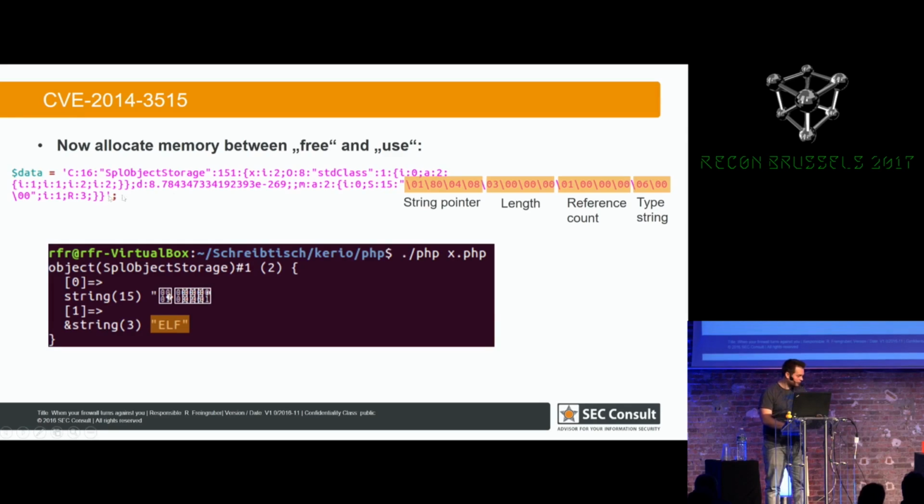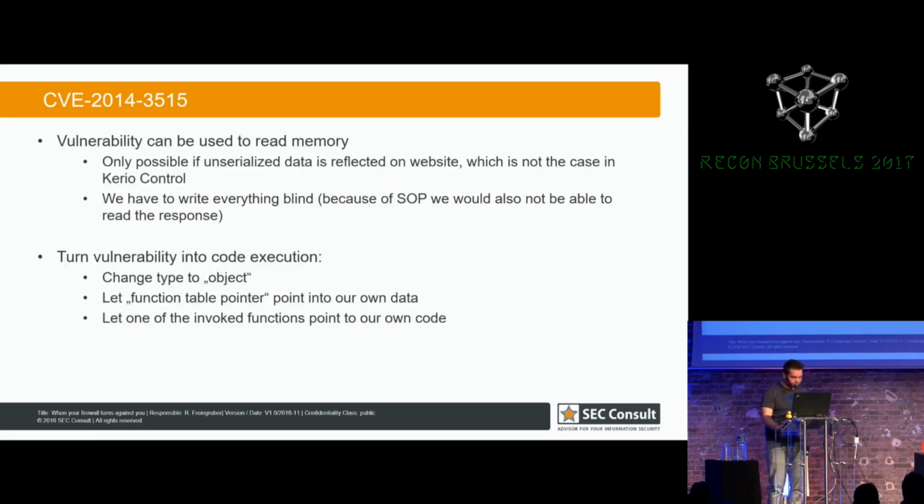And now I can have full control over this memory. So now this reference is pointing to this freed memory of STD class, and I have allocated this stuff over it. So now I can just say, okay, data type is 5 for string. That means I can just read from the memory. Or I change the data type to object. That means I can set the function pointers to any address. That means I can get full code execution.